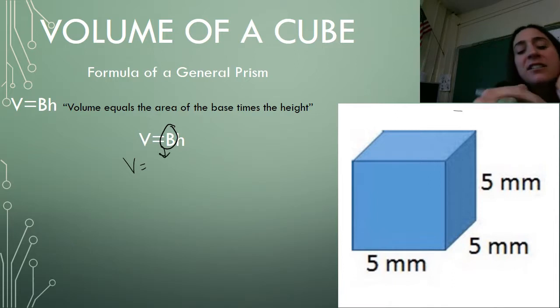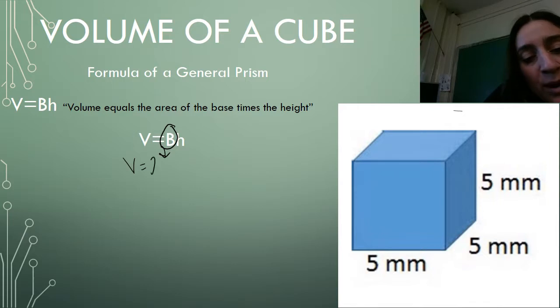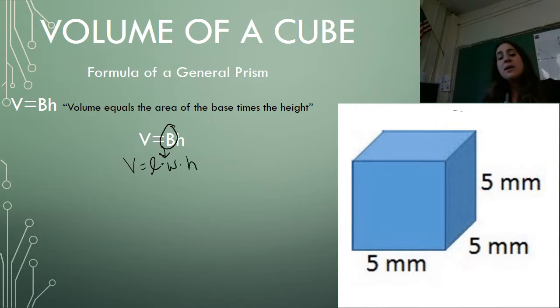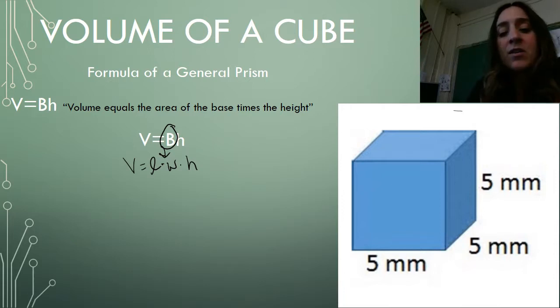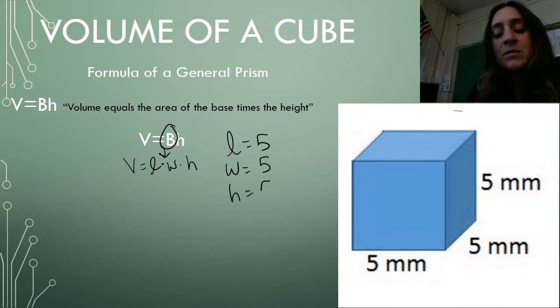I'm going to rewrite it as V equals, well, what's the formula for the area of a square? Well, it's length times width. So I'm going to rewrite that as L times width, but I'm not going to forget my height. Now I'm going to move over here to my shape, and I'm going to label. Well, I know my length is equal to 5. I know my width is equal to 5. And I know my height is equal to 5.